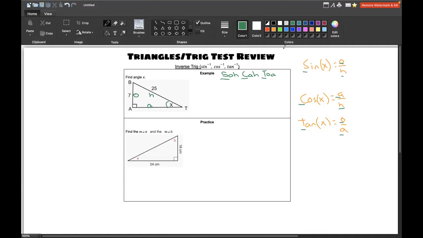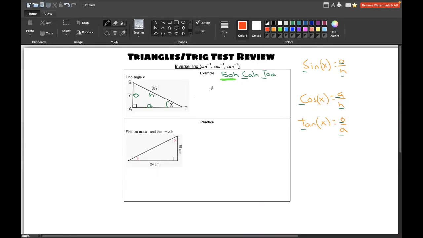That's important because which of the three do we need to use? I'm looking at this problem, thinking about what they gave me. They gave me the O and they gave me the H. Which one uses O and H? Sine. So that's how I know I need to use sine in this problem. It's different in every problem. This problem is sine because they gave me the O and the H.